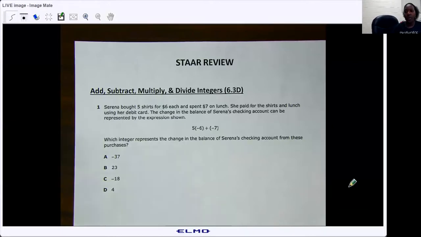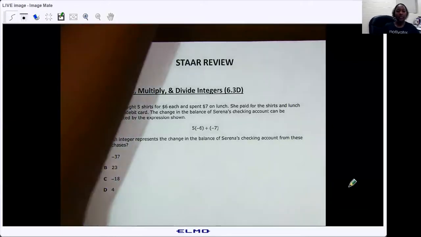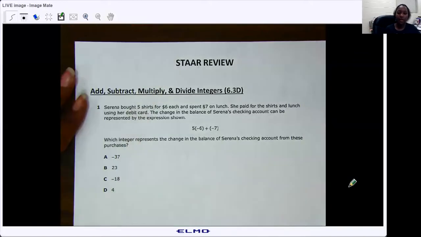All right, number one, Serena bought 5 shirts for $6 each and spent $7 on lunch. She paid for the shirts and lunch using her debit card. The change in the balance of Serena's checking account can be represented by the expression shown. Which integer represents the change in the balance of Serena's checking account from these purchases?